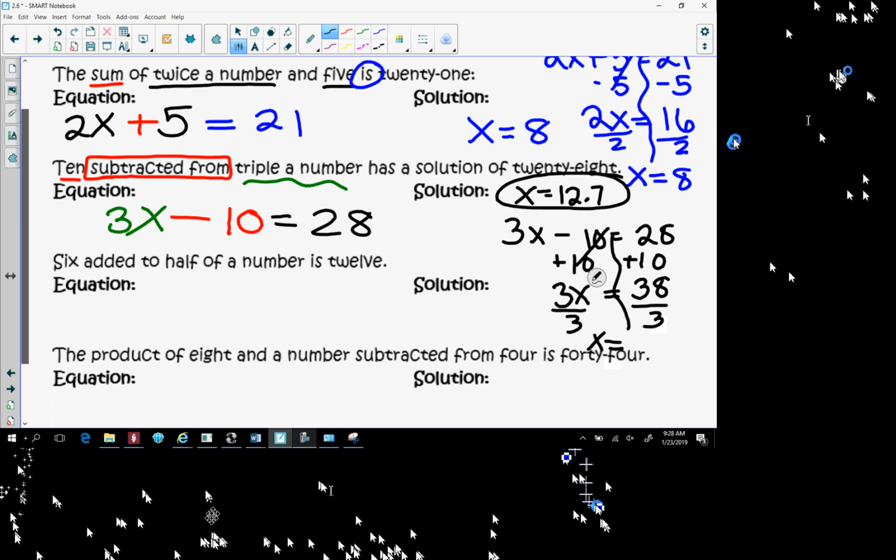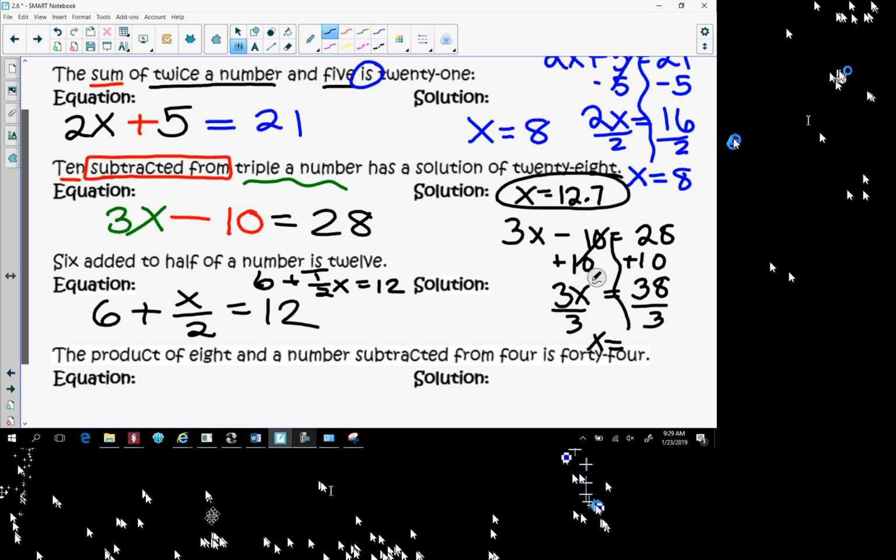All right, 6 added to half a number. So 6 added to, how do you say half a number? 1/2 x, or it could be x divided by 2. Either way, you get the same answer. They're the same thing. And then "is" means what? Equals 12. So if you had this also, that's the same thing.